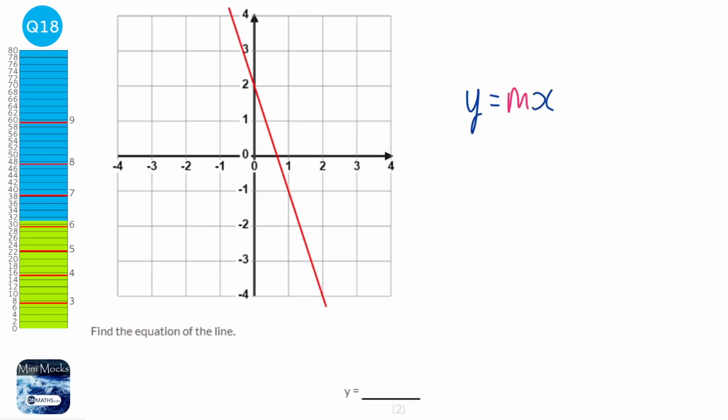We can write the equation of any straight line as y equals mx plus c, m being the gradient and c being the y-intercept. Now the y-intercept is the easy one, because it's just where the line crosses the y-axis. In this case, it's going to cross it at 2.